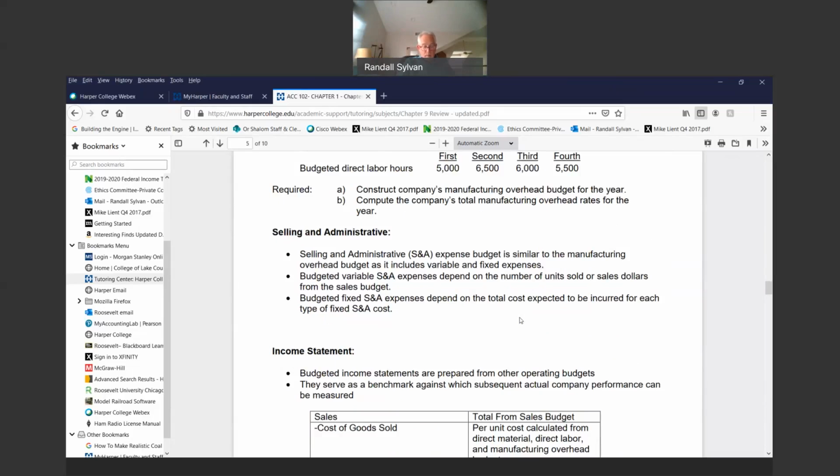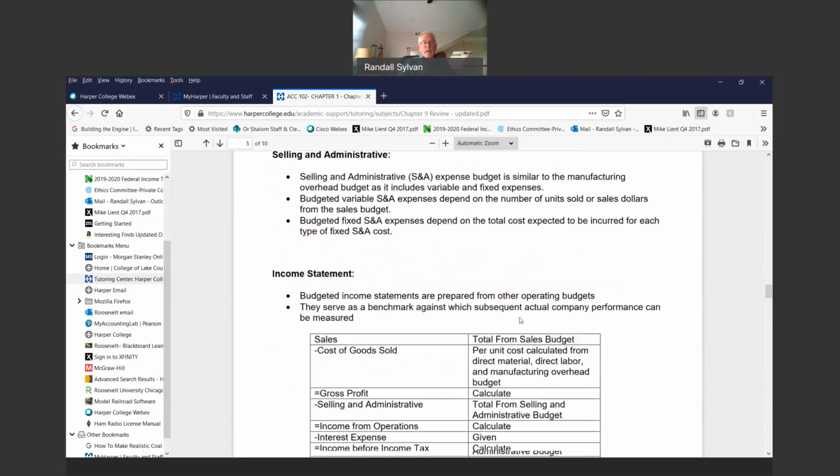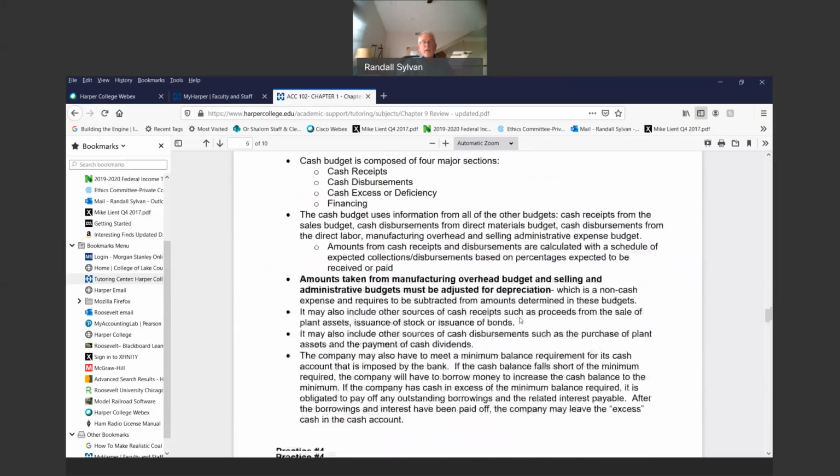Okay. What I'd like to then point out now is the cash budget. You have cash receipts, cash disbursements, and of course, the difference between the two is whether you have excess cash or you're upside down and have negative cash. So if you have negative cash, you're going to need to potentially borrow.